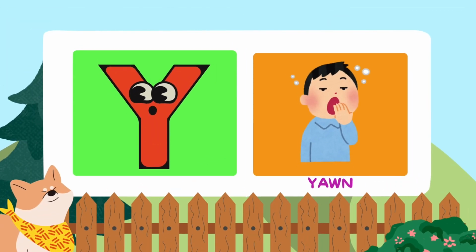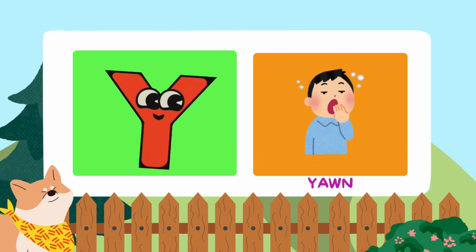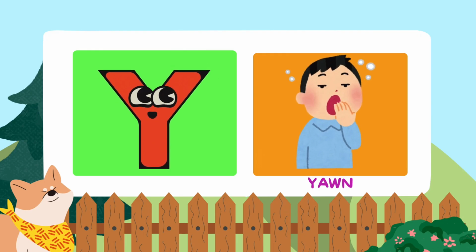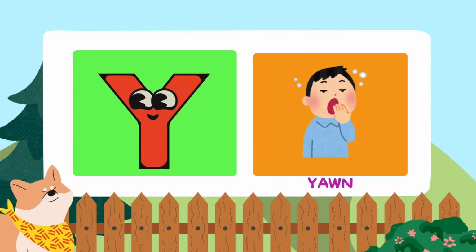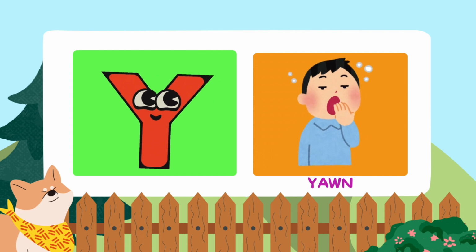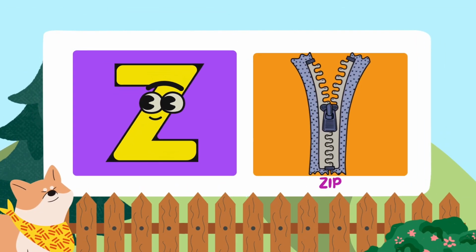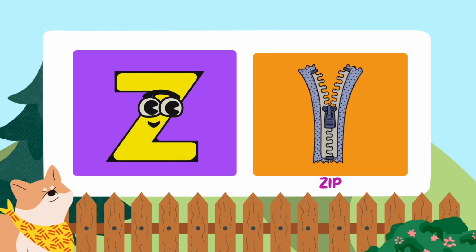Next is Y. Y for yawn. Y, A, W, N. Yawn. Right, kids?